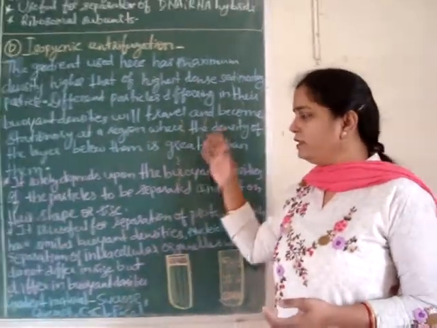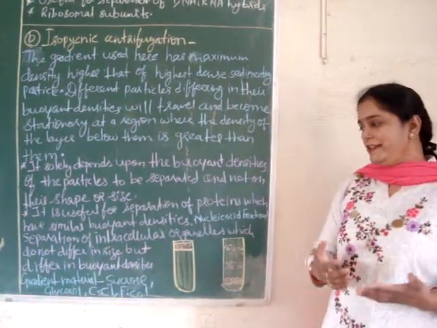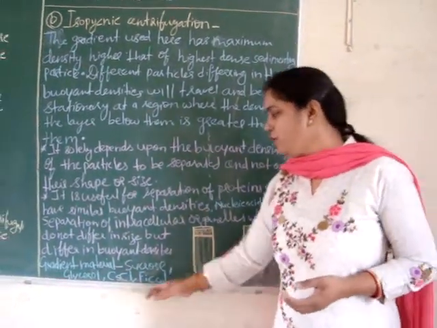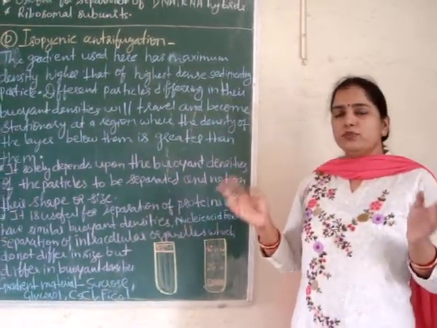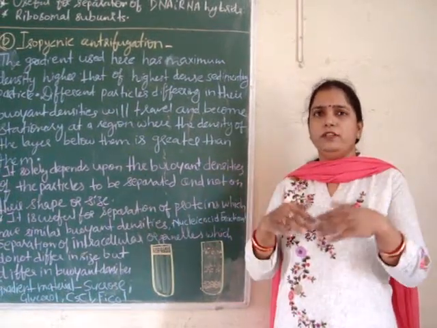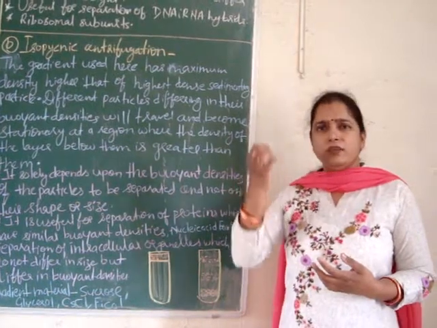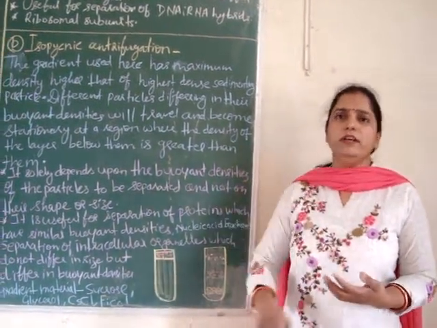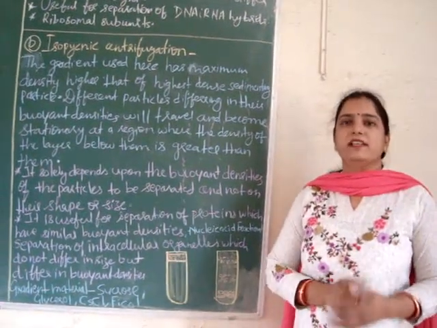Now for the density gradient centrifugation technique, we use different gradient materials like sucrose, glycerol, cesium chloride and Ficoll. We mix two solutions of this gradient material, a high concentration solution and a low concentration solution, gradually so that we get a continuous gradient towards the bottom of the tube. So these are the two variants of preparative centrifugation technique.